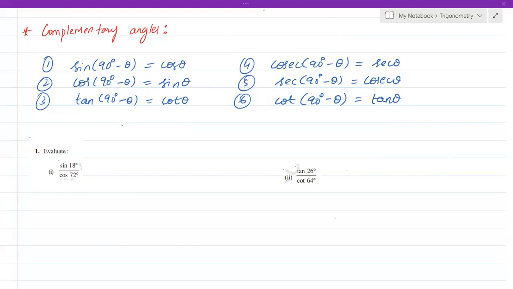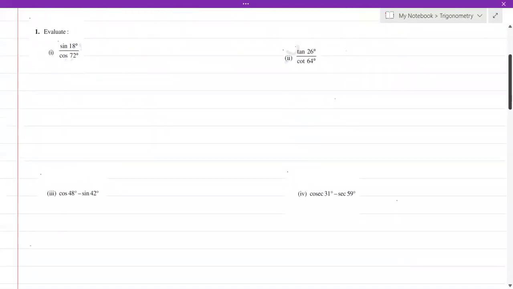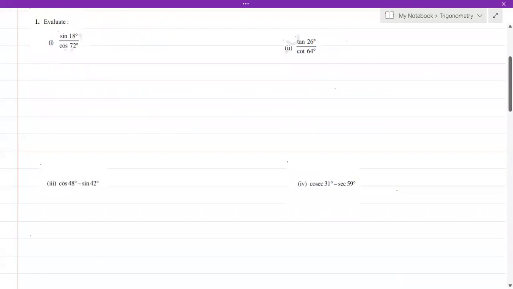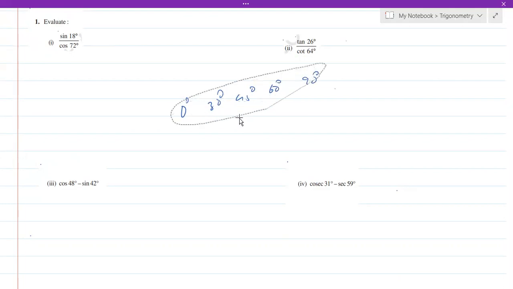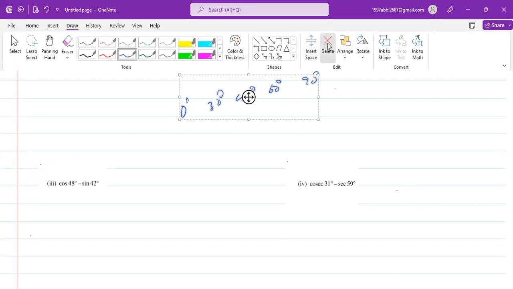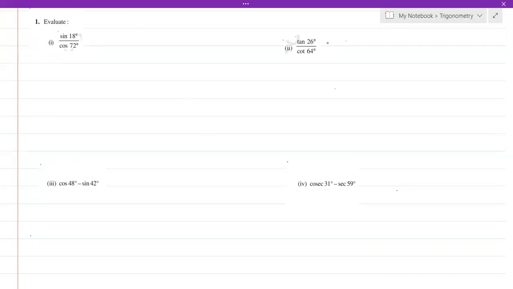Let's get into the problems. The first one, we have to evaluate sine 18 degrees by cos 72 degrees. Remember, when should we use standard angles and when should we use complementary angles? It's a very easy thing. There are only 5 standard angles: 0, 30, 45, 60, and 90. Apart from these, if we get anything else, we are going to use the complementary angles concept. For example, 18 degrees is not a standard angle, and 72 degrees is not a standard angle. Therefore, we're going to use the complementary angles concept.